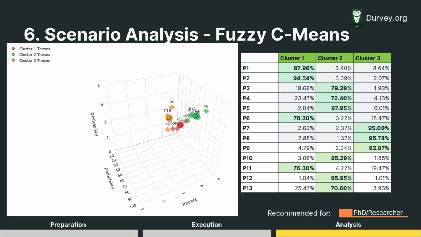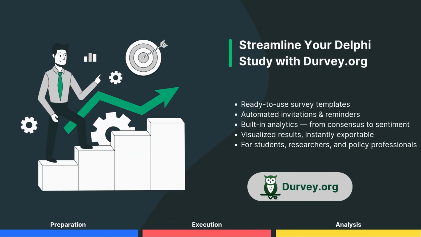These clusters can serve as the foundation for your discussion and interpretation of the previously analyzed results. We recommend combining different scenario analysis methods with qualitative data, such as participants' comments. As always, Delphi.org calculates and visualizes all of this automatically. Together, these three methods, consensus analysis, cross-impact, and fuzzy clustering, turn your Delphi results into a rich map of expert perspectives, revealing where opinions converge, diverge, and connect.